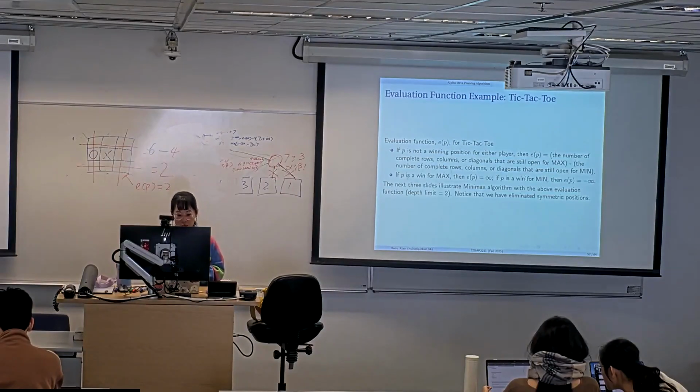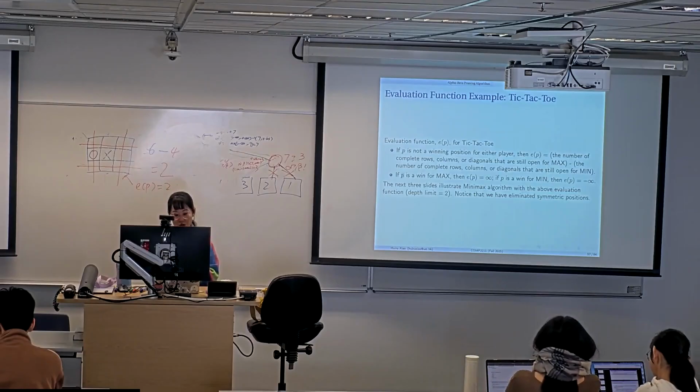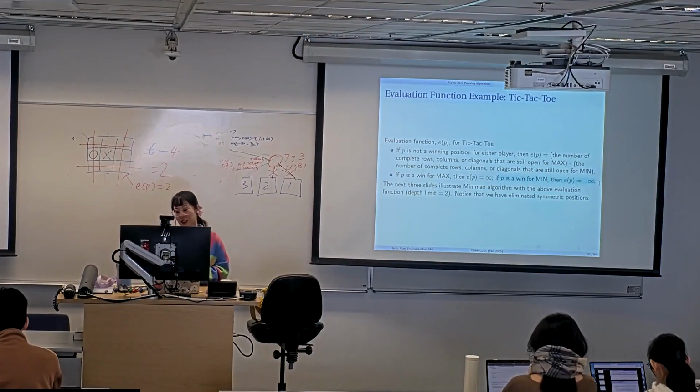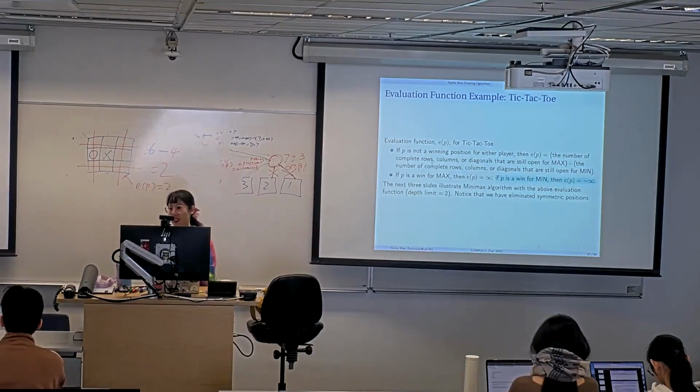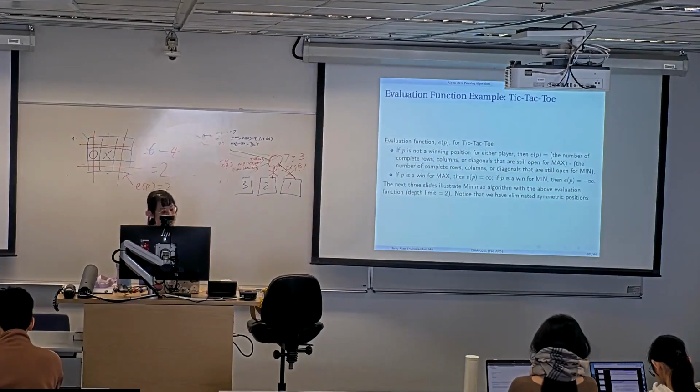If P is already a win, that is, if the game state is already some ending state, a terminal state, then if it's a win for max, we set EP to be infinity. If P is a win for min, then we set EP to be negative infinity. Note that we separate the two cases, the terminal states and non-terminal states. We need to define the terminal states because we need to satisfy the requirement that the evaluation function should agree with the utility function on the terminal states. So usually we just separate the cases of the terminal states to define the evaluation function. Just let it be the same value as the utility function. All right, this is how we define the EP.